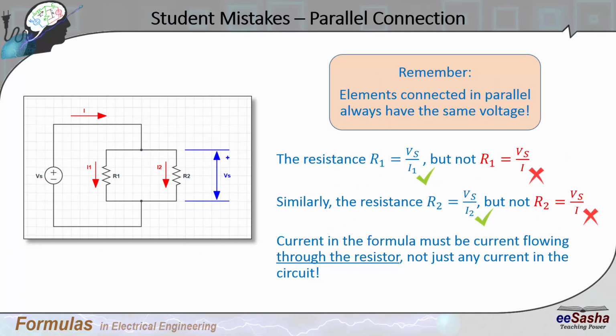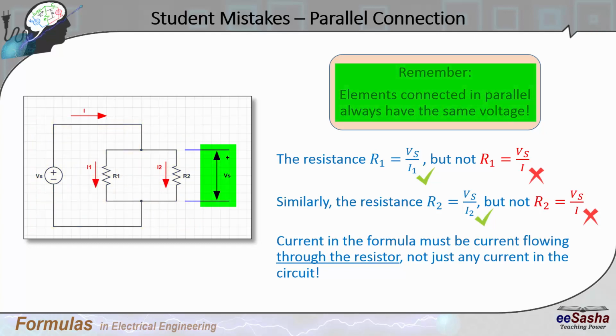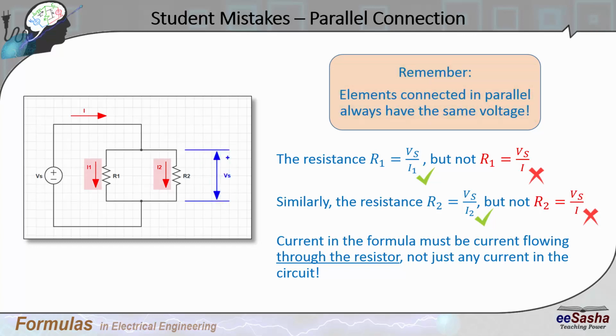Here is a similar but opposite example where students also tend to make mistakes. This particular circuit is a parallel connection of two resistors. Remember, elements that are connected in parallel always have the same voltage. That doesn't mean that they have the same currents, so we need to use the corresponding current when we calculate the resistance.